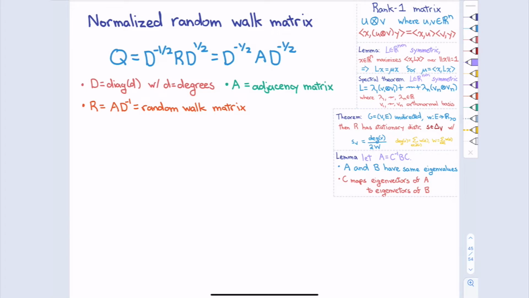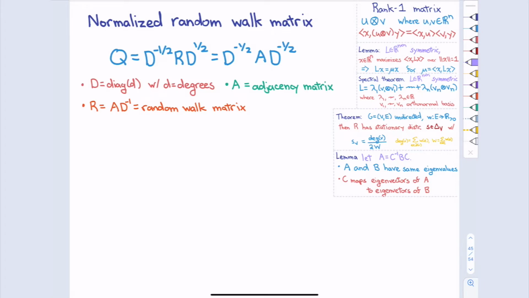It's just some algebra. So what are some interesting properties about Q? What sticks out to you guys? Don't be shy. Okay, Q is similar to R. So Q will have the same eigenvalues and we can map eigenvectors from one to the other. So analyzing Q will reveal hopefully a lot about R. And then what else is nice about Q? There's one more thing.